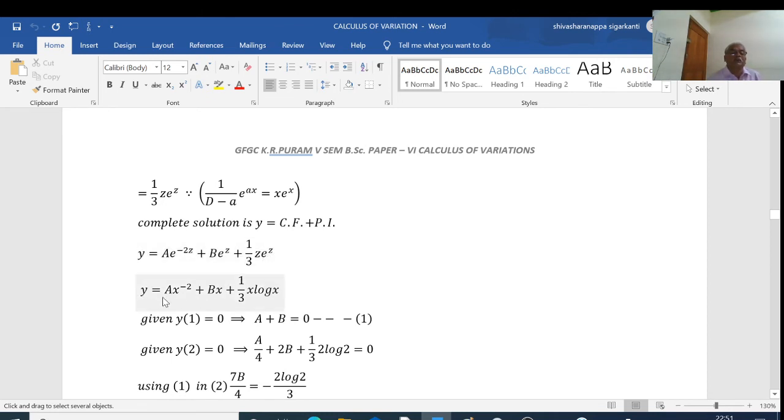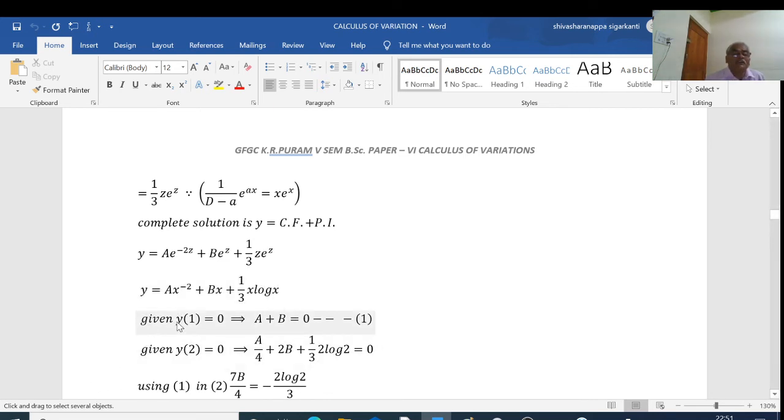So that is y equal to a into x to the power of minus 2 plus b into x plus 1 by 3 into x log x. And we have to find the constants a and b. We use the boundary conditions.